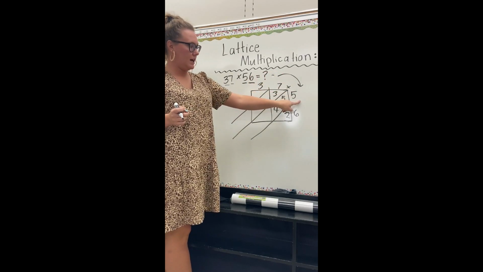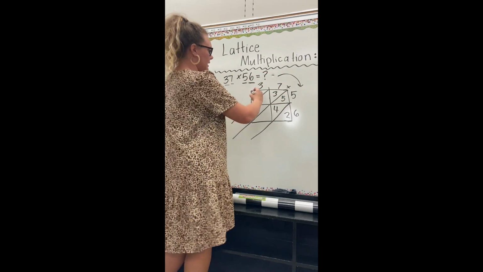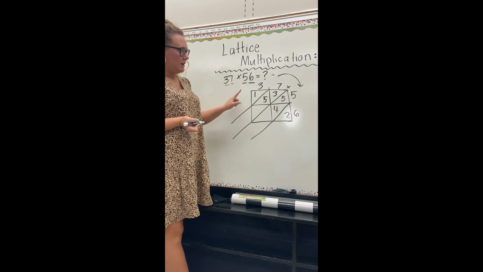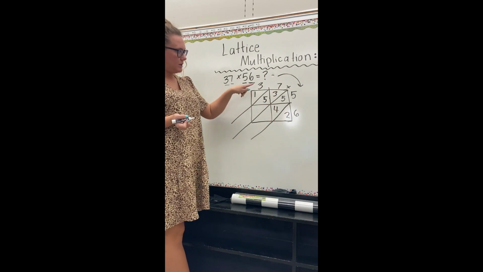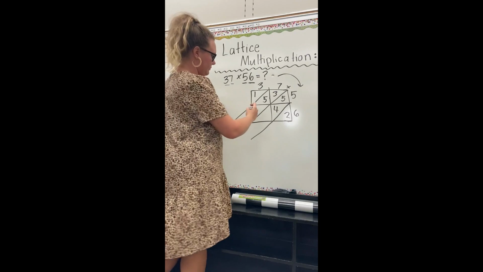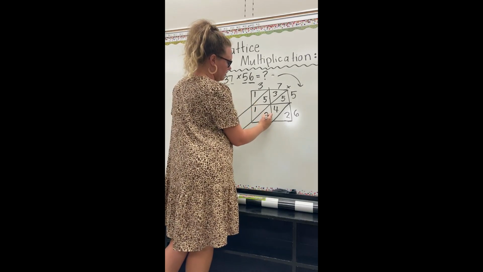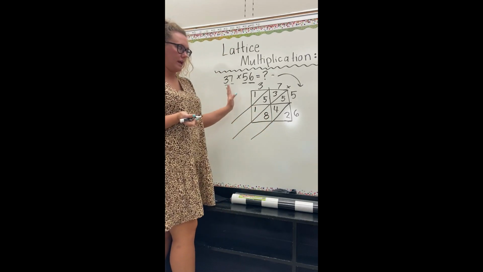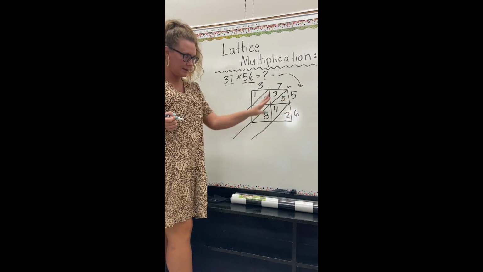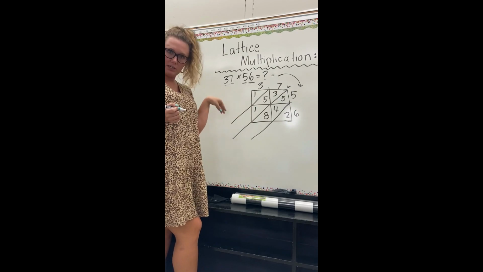3 times 5. Well, 5, 10, 15. Remember, 1 digit in each little slot. And now I'm going to still multiply this way. 3 times 6. 6, 12, 18. 1 digit in each little section. All right. My whole thing is filled in now. The next step is to add our diagonals, and then we'll have our answer.